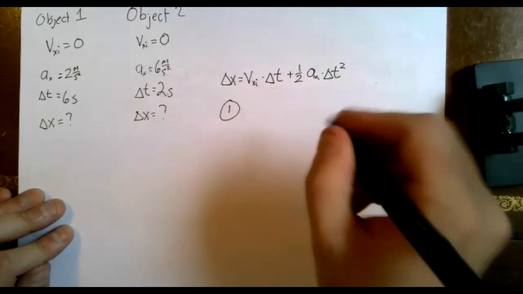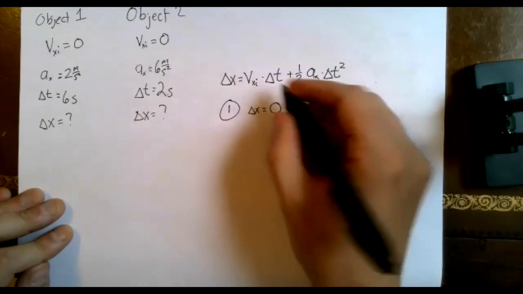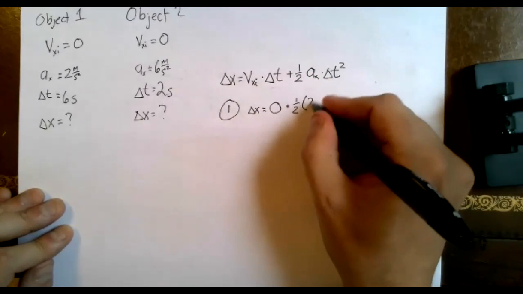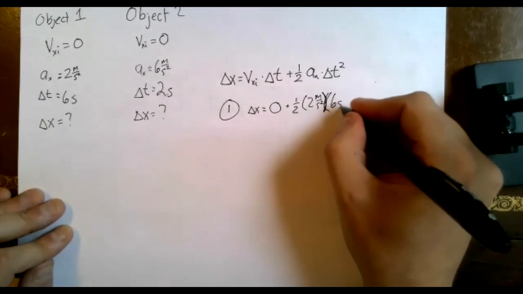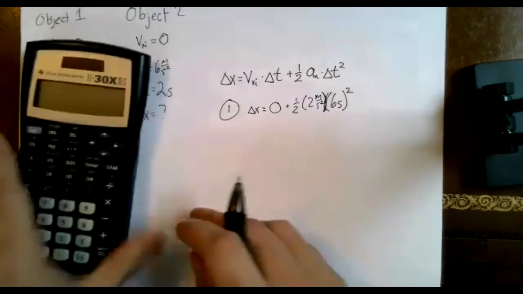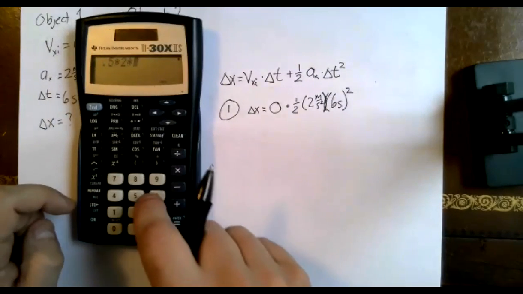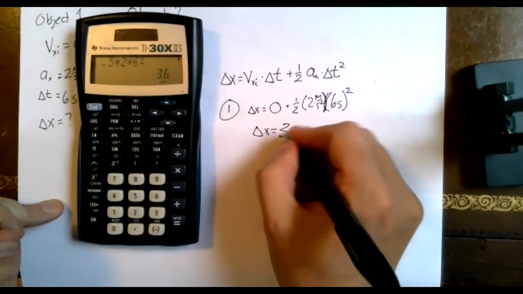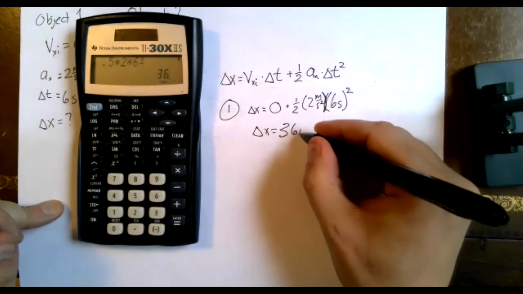So first for object 1, my delta x is, well, the Vxi is 0, so Vxi times time is just 0. And plus 1/2, this time the acceleration is 2 meters per second squared. And the time is 6 seconds. And remember, the delta t is squared in the equation, so we have to square that part. So for object 1, we get a displacement of 1/2 times 2 times 6 squared, which is 36. And my units are meters, right? Because I got meters per second squared times seconds squared, just leaves meters.